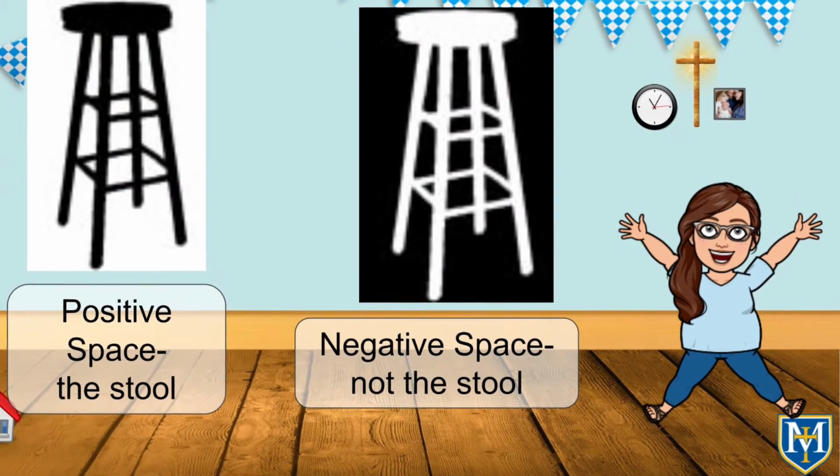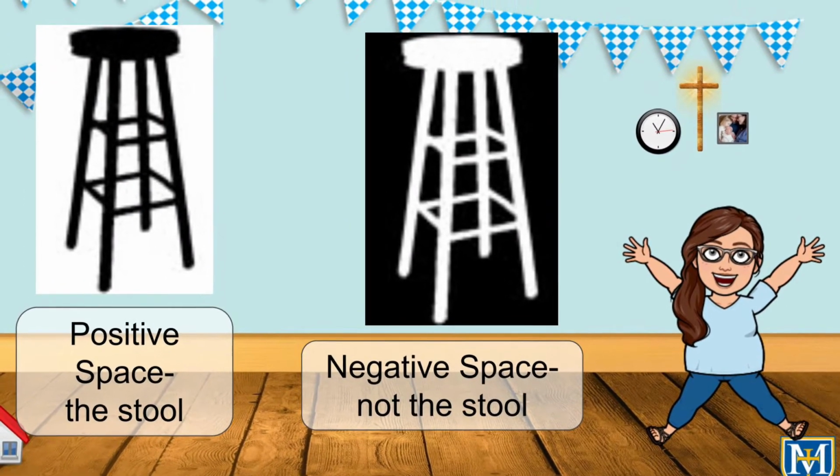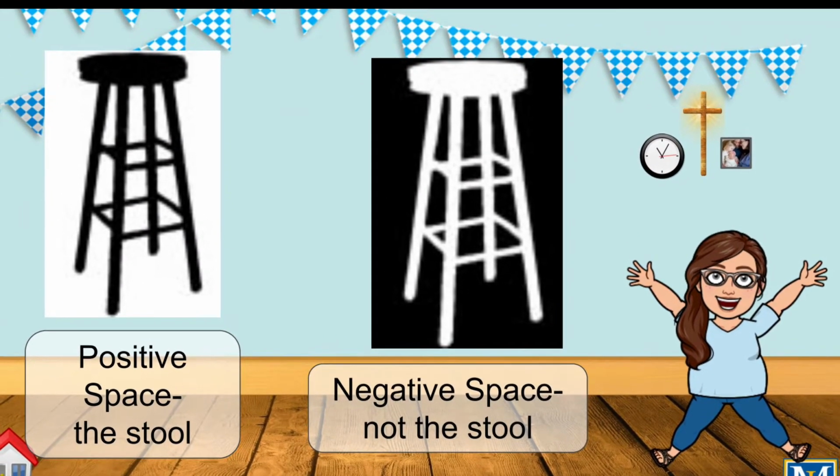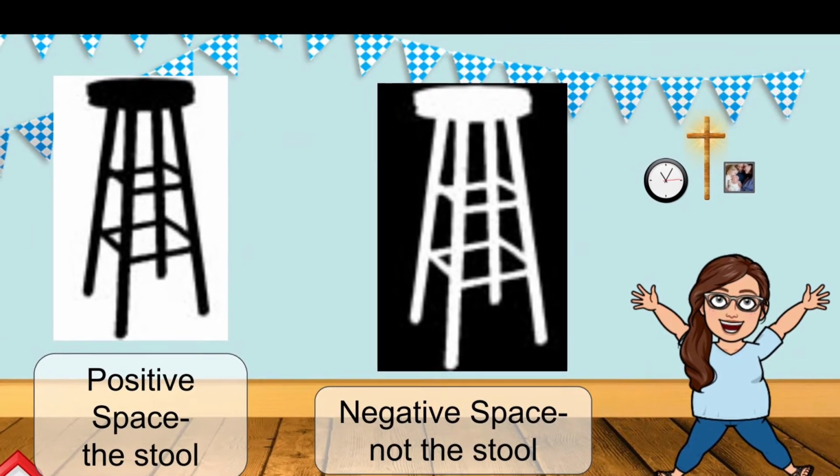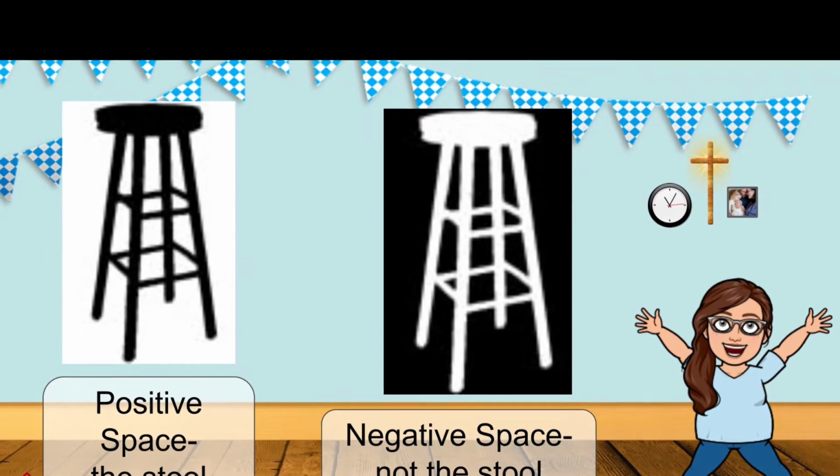To really hit these concepts home, let's look at these 2 images. The positive space is the stool. The negative space is everything but the stool, the stuff around it. That's enough about the art concepts.